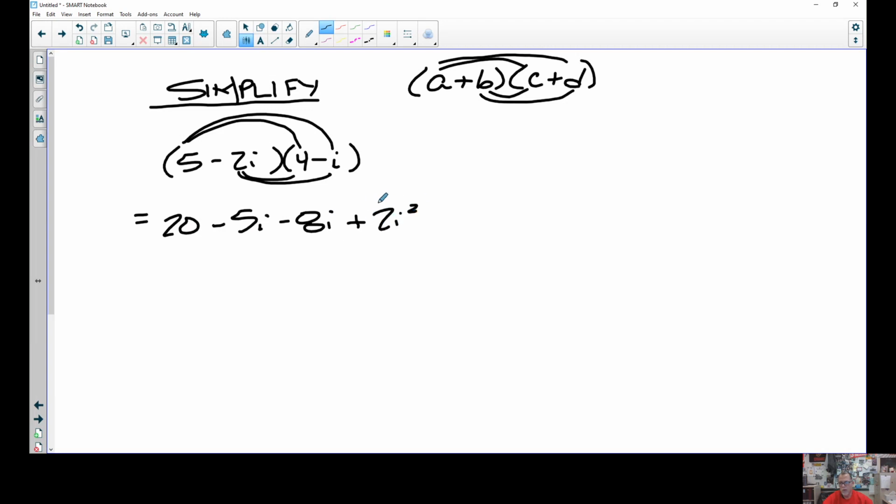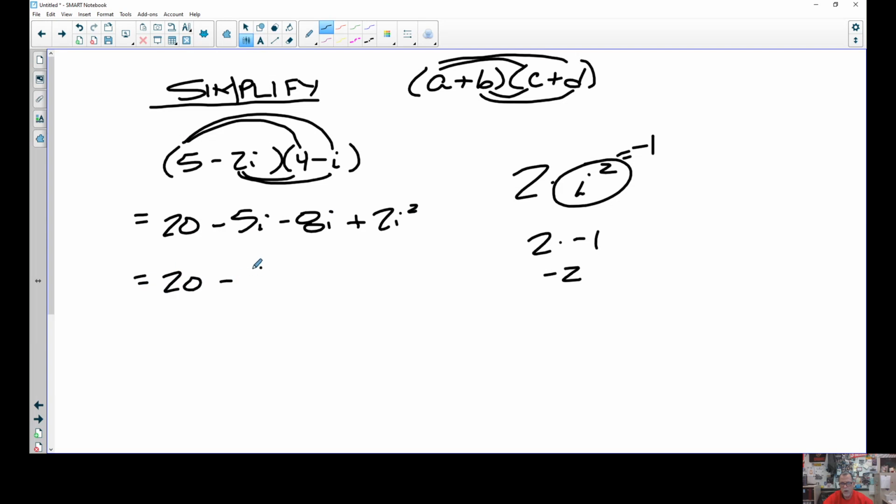Now, what I want you to remember is, what is this really saying? What is 2i squared? 2 times i squared, right? Well, i squared is equal to negative 1. So this is saying 2 times negative 1, which is equal to negative 2. So you don't have to write this step necessarily, but you have to recognize this is 20 minus 5i minus 8i minus 2. That's what the plus 2i squared translates into, a negative 2, or subtract 2.